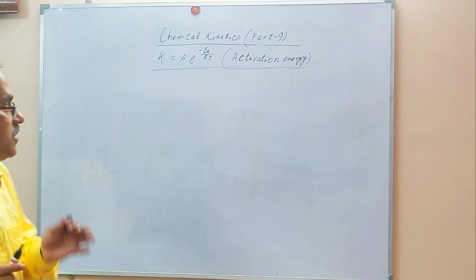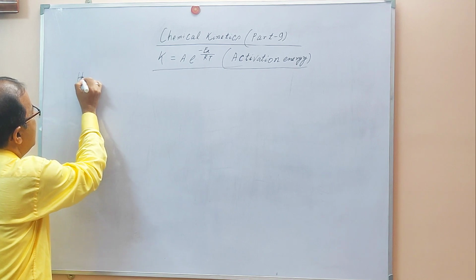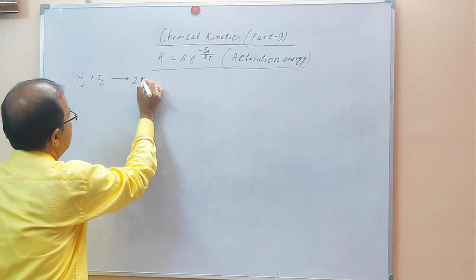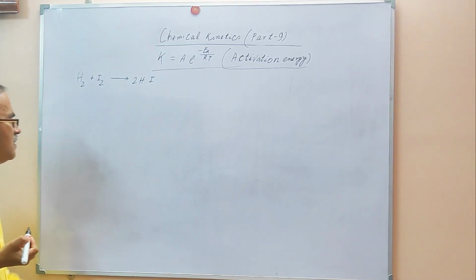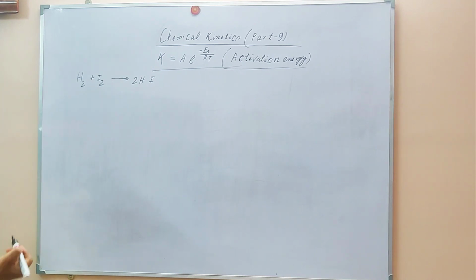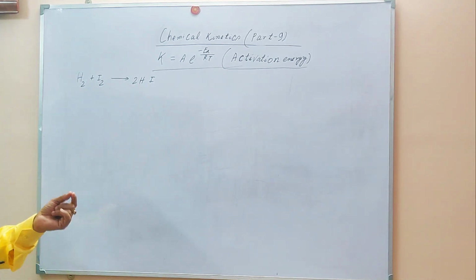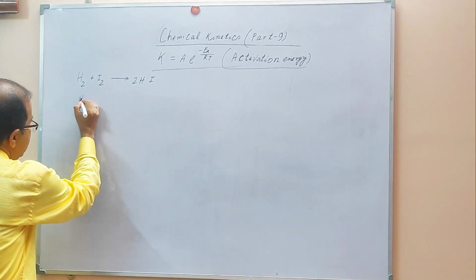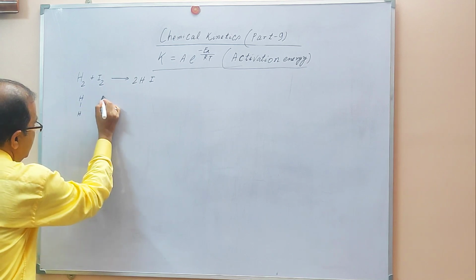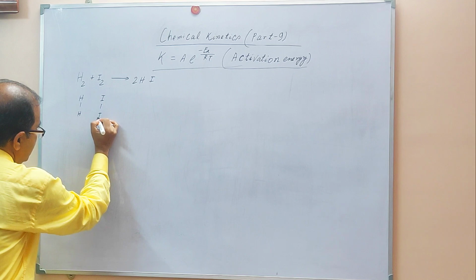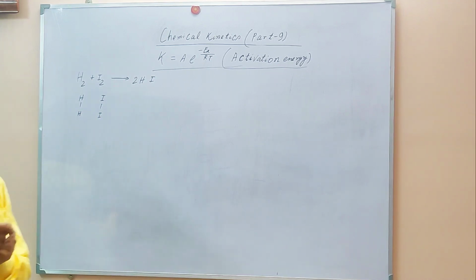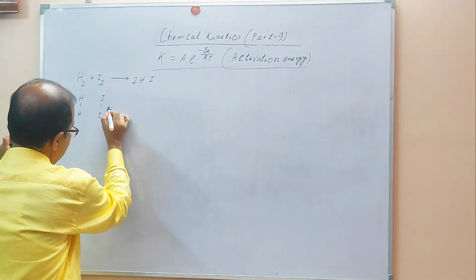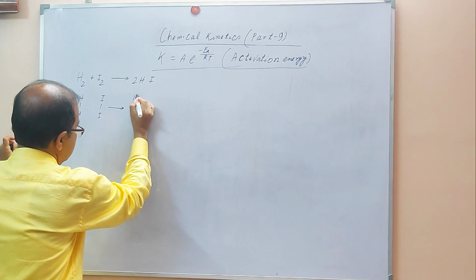As an example, suppose hydrogen plus iodine gives you the HI molecule. A hydrogen molecule and an iodine molecule react with each other and give you the HI molecule. So what is going on here? The hydrogen molecule and the iodine molecule both will collide with each other, and they will form a complex, an intermediate complex.